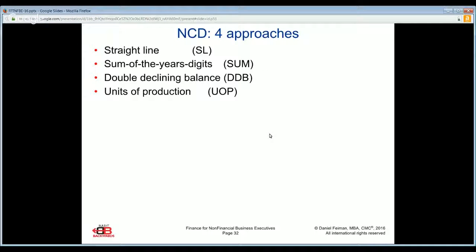So let's look at the four options, the four different approaches we have for our non-cash deductions. To make it simple, we'll focus on depreciation, which again is the most common form of non-cash and where you will see the vast majority of opportunities. Straight line, which is the example we talked about earlier, is the most common way to depreciate an asset.